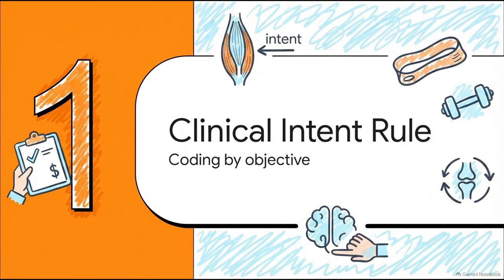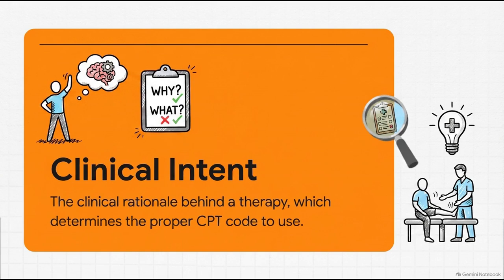All right, Section 1, the clinical intent rule, coding by objective. So according to our source material, the clinical intent rule states that code selection is dictated by the underlying clinical objective, not merely the physical movement itself. Let that sink in for a second. In medical billing, the why always supersedes the what. Honestly, it doesn't really matter what the action looks like from across the room. What actually matters is the clinical rationale behind it.